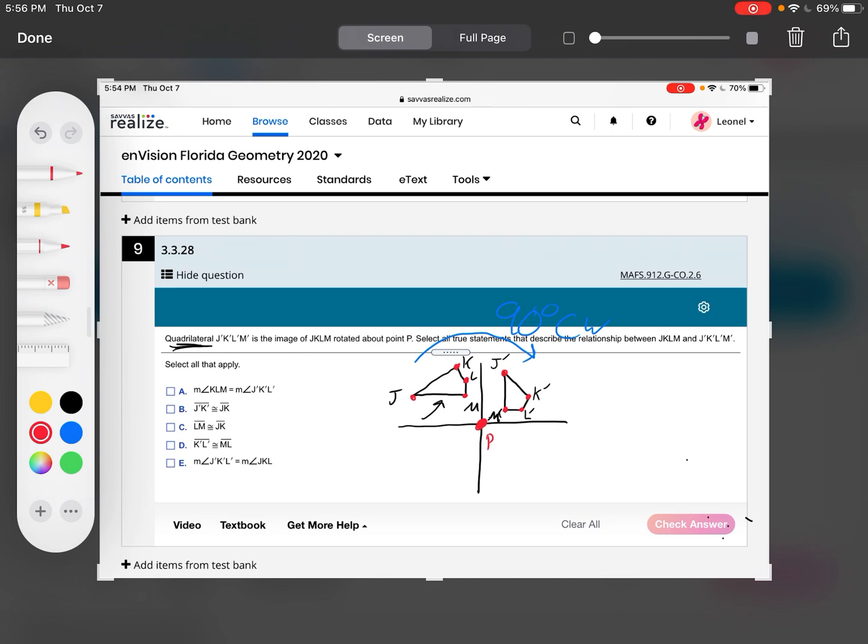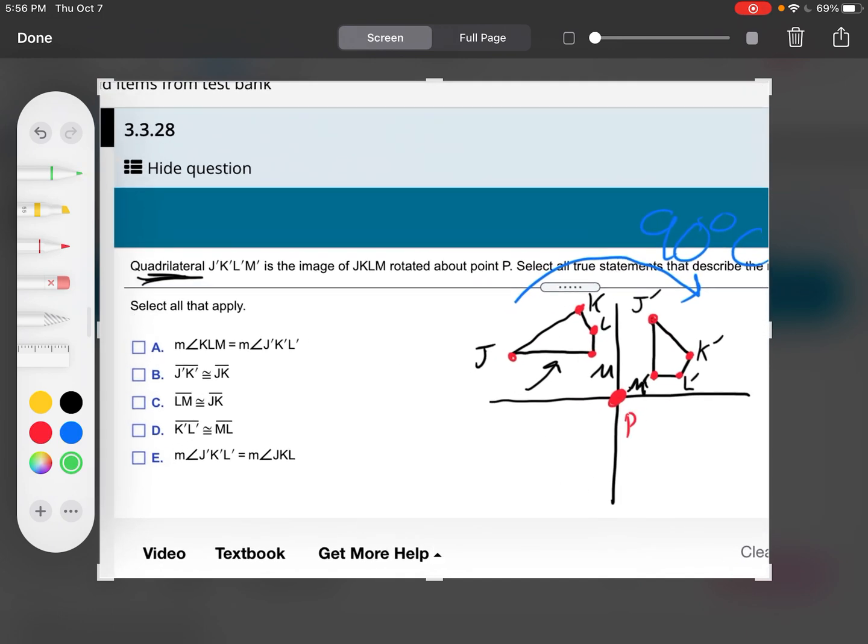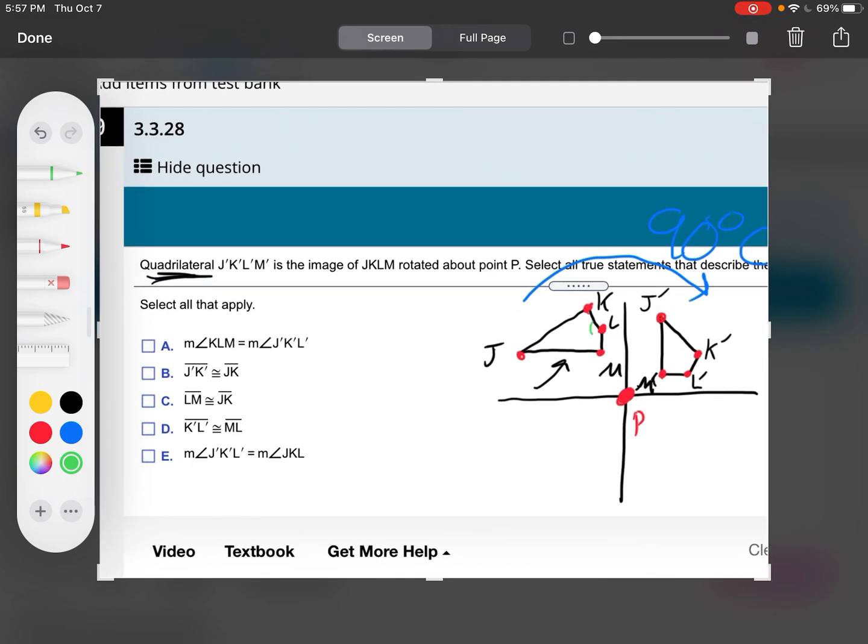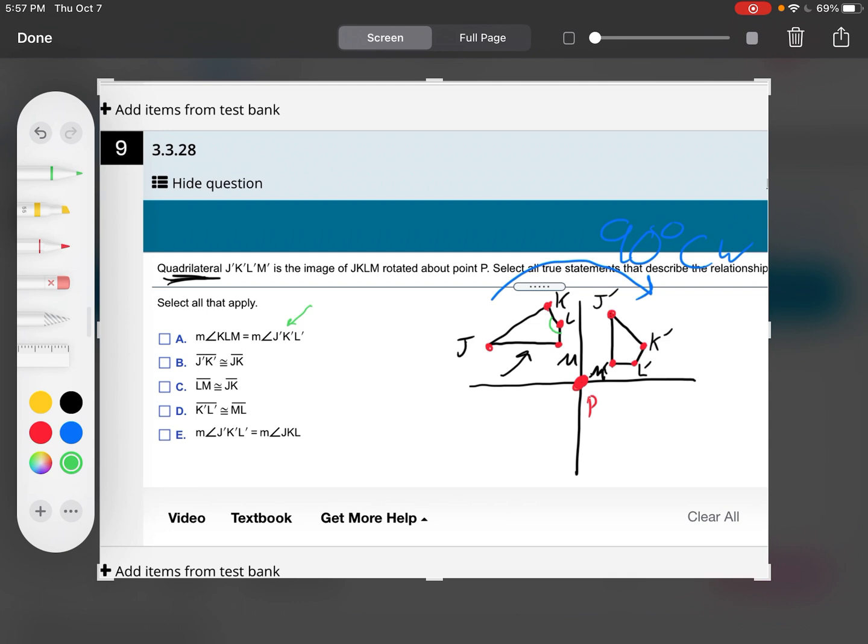So let's go ahead and read these different options and try to figure out which ones must be true. The first one says the measure of angle KLM. KLM is this angle right here. They're claiming it's going to be the same as J prime, K prime, L prime, which is this angle right here. There's no reason why those two would be congruent.